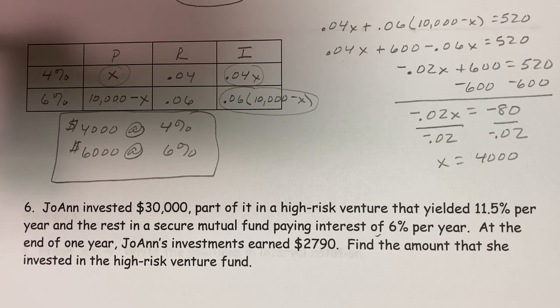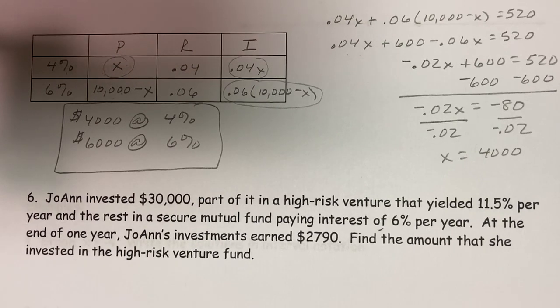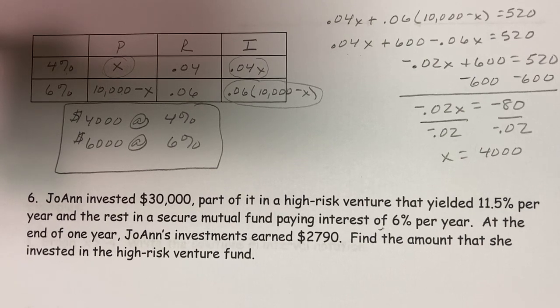Okay, so this one's going to be very similar. Joanne invested $30,000, part of it at a high-risk venture that yielded 11.5% per year, and the rest in a secure mutual fund that pays 6% per year. At the end of 1 year, Joanne's investments earned $2,790. Find the amount that she invested in the high-risk venture. So notice it doesn't ask how much she invested in both. We only want to know how much she invested in the high-risk venture. Always make sure that you're reading what they want you to find, and don't give them any more than what they ask for.